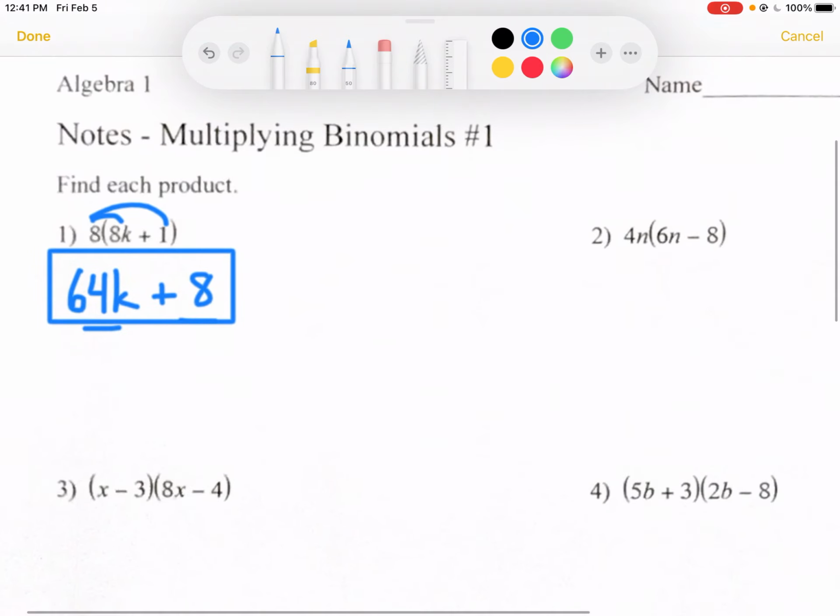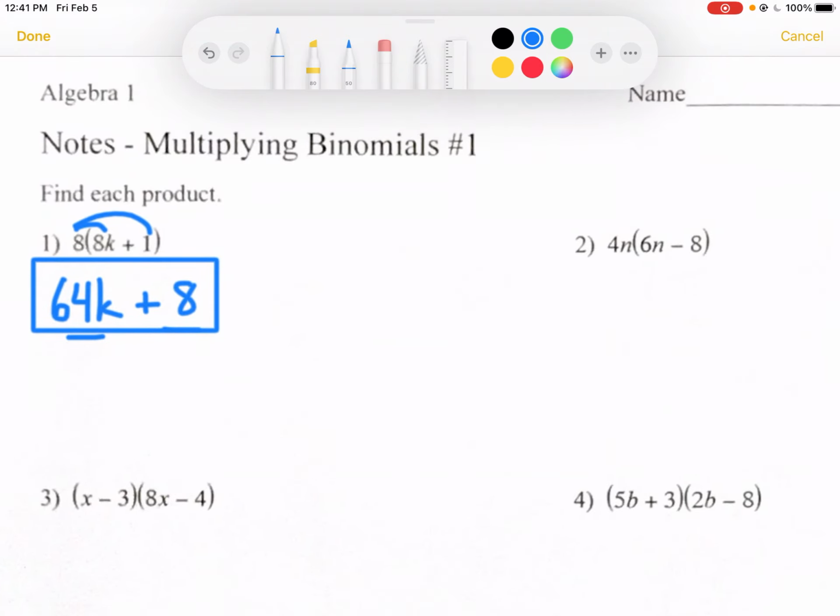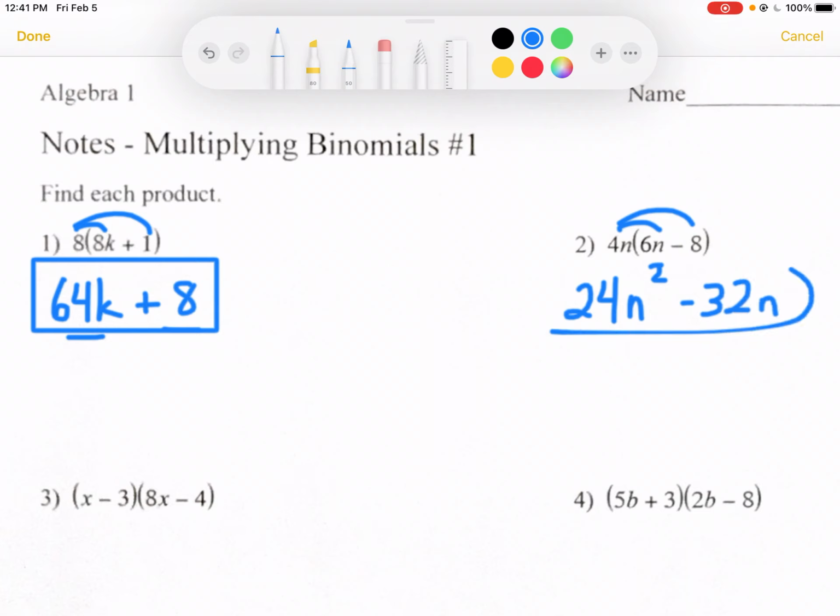Okay? Then I want you to look at this second example. This one's a tiny bit different because I have 4n times 6n. Both of those terms have an n with them. So 4 times 6 is 24. But when I take n times n, I get n squared. Then 4n times negative 8 is going to be minus 32n. And I can't combine n squareds with n's, so I have to stop there.